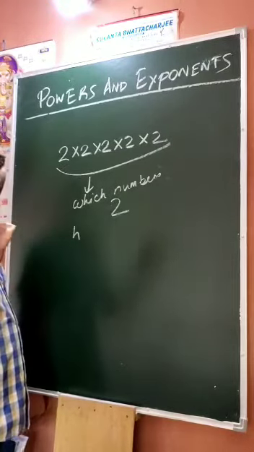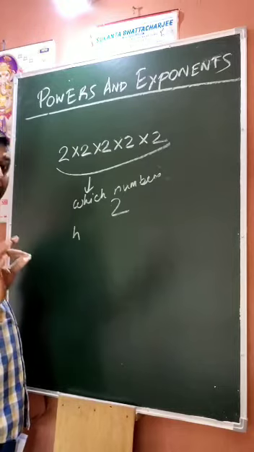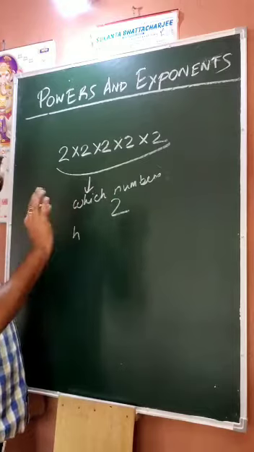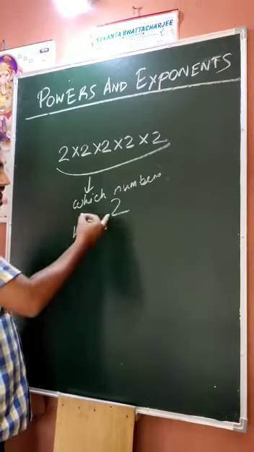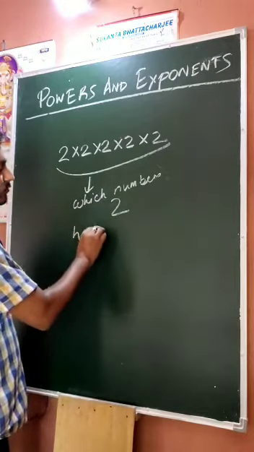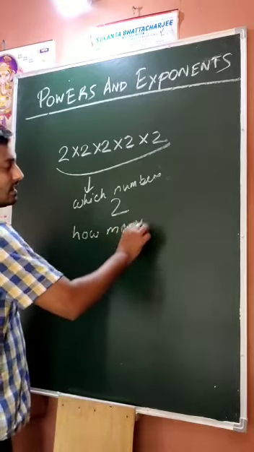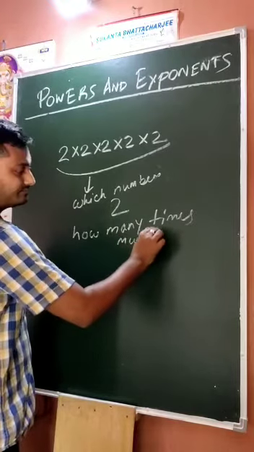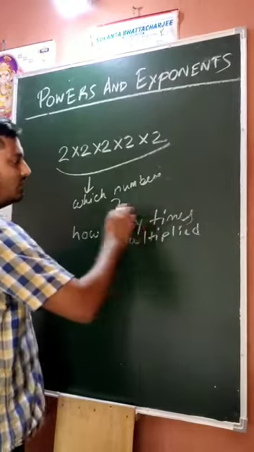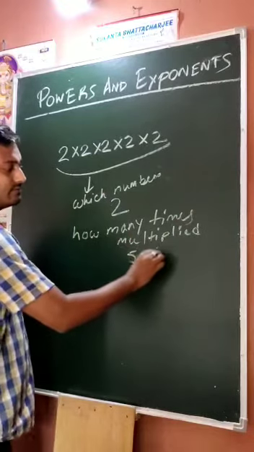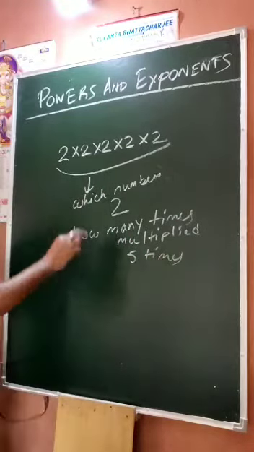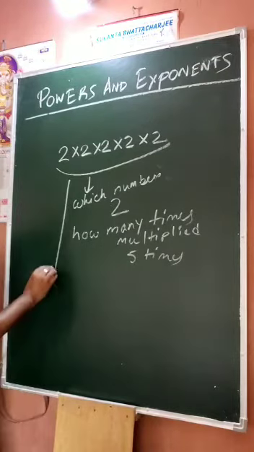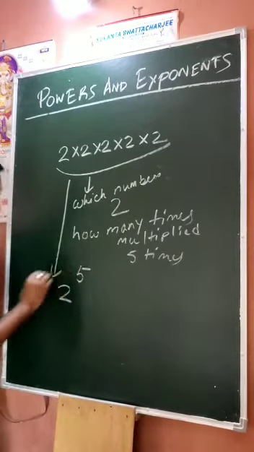In this case you have to notice two things, students. The first thing is which number you multiply, that is 2. And the next part is how many times you multiply. 5 times. So this expression 2 into 2 into 2 into 2 into 2, you can write in the exponent form, that is 2 to the power 5.